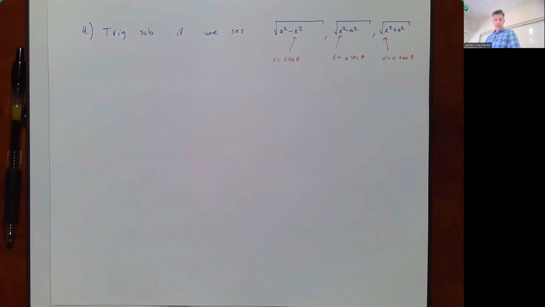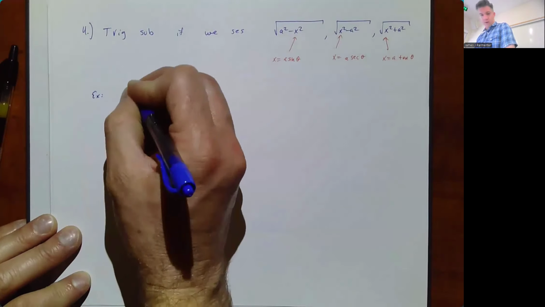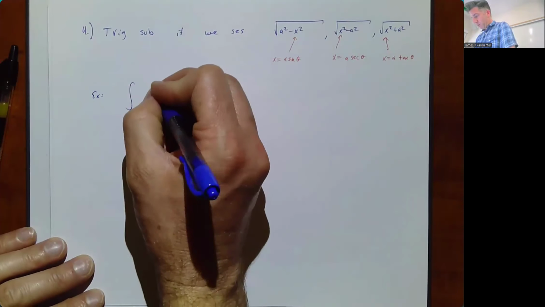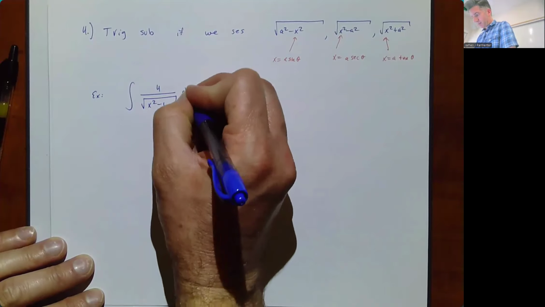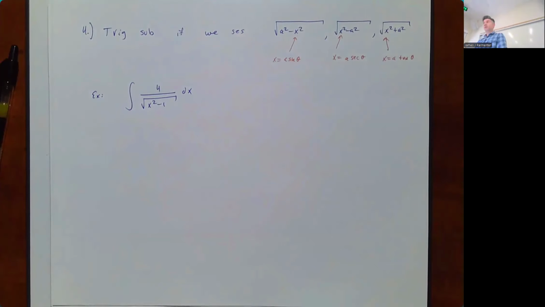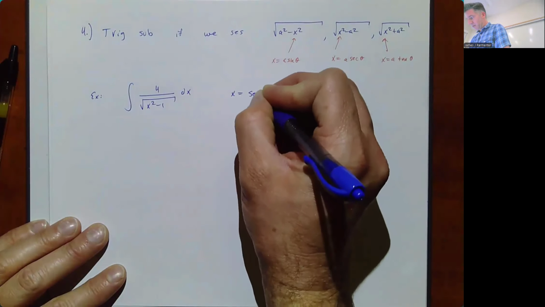Those are always the trig substitutions that we're trying. So for example, I don't love this example. Let me pick a different example. Sure. For example, the integral of 4 over the square root of x squared minus 1. So in this case, we would let x equal secant of theta.